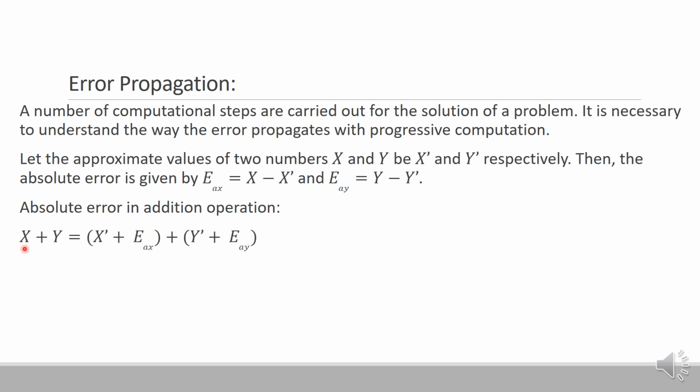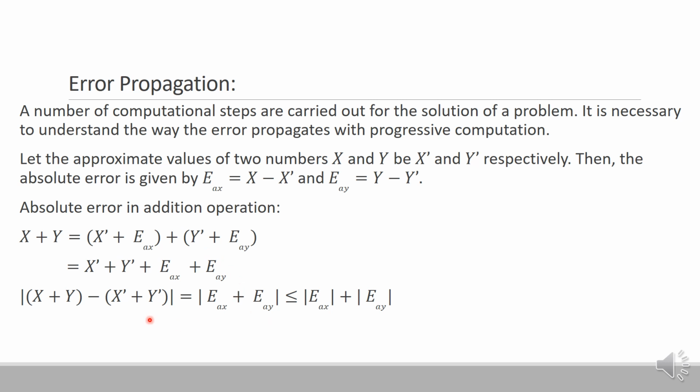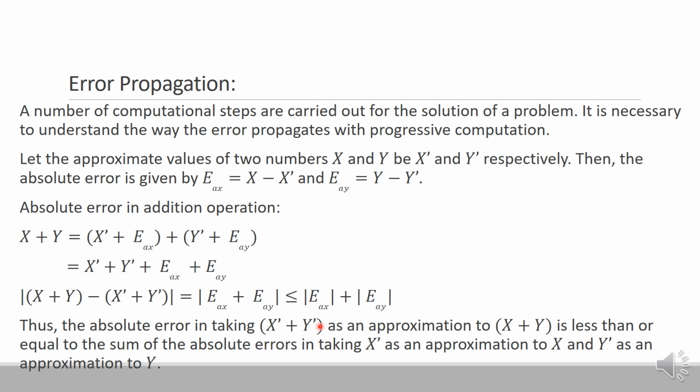So you just find out x plus y, which is nothing but x dash plus EAX plus y dash plus EAY. And you see that the modulus of the difference of these two is less than or equal to modulus EAX plus modulus EAY. Thus, it is observed that the absolute error in taking x dash plus y dash as an approximation to x plus y is less than or equal to the sum of the absolute errors in taking x dash as an approximation to x and y dash as an approximation to y.